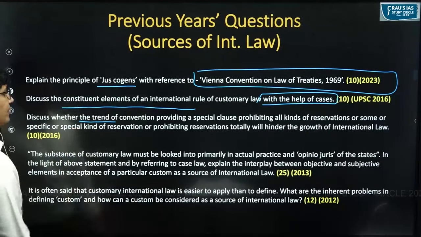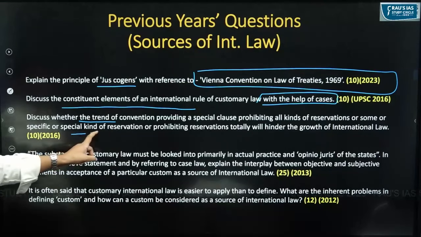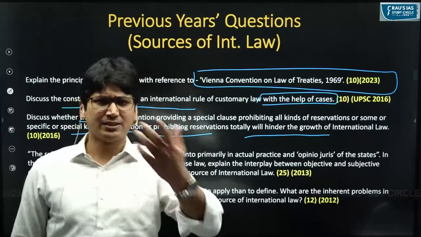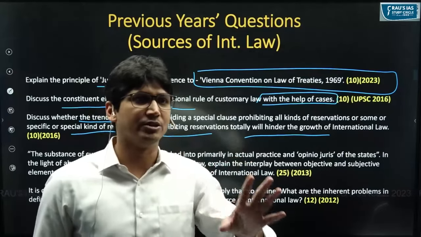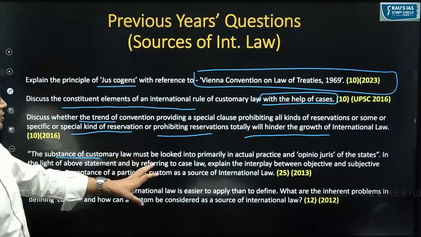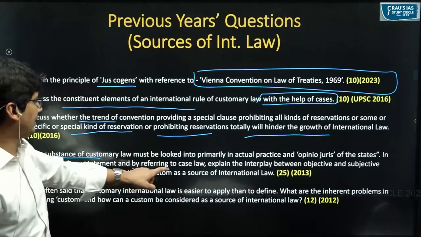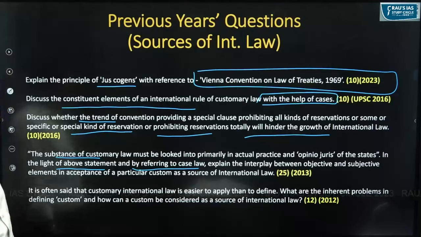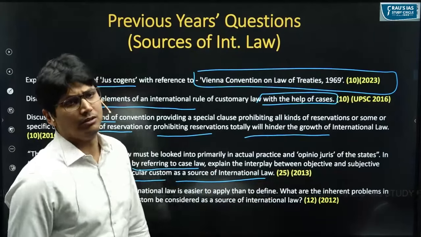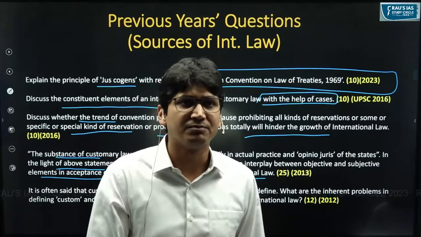Discuss whether the trend of conventions providing a special clause prohibiting all kinds of reservations, or some specific kind of reservation, or prohibiting reservation totally, will hinder the growth of international law. Let's discuss reservation first under international law, then we'll take up this topic. The substance of customary law must be looked into mainly in actual practice and opinio juris of states. In light of the above statement and by referring to a case law, explain the interplay between objective and subjective elements in acceptance of a particular custom as a source of international law. It was asked way back in 2013, but now you can highlight the North Sea Continental Shelf case here.